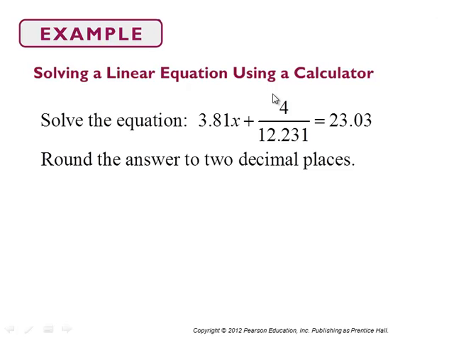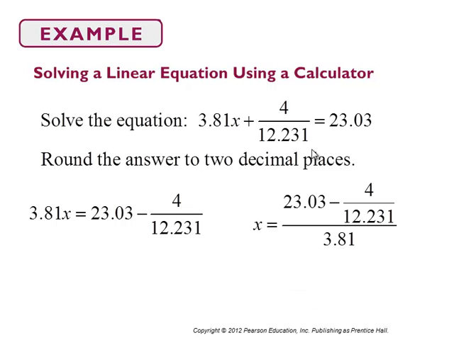Now, not all of your numbers in an equation are going to be nice, easy fractions or integers or whatever. Like, for example, this equation here. But look, 3.81, 12.231, 23.03 are all just good numbers. Maybe you can subtract 4 over 12.231 from both sides and then divide by 3.81, as in this number right here, so we get x by itself. And then you can plug this big old fat number into your calculator, and that should approximately be equal to 5.96.